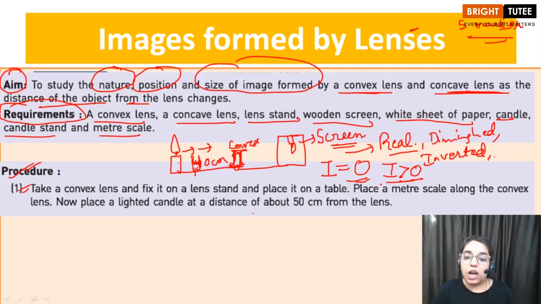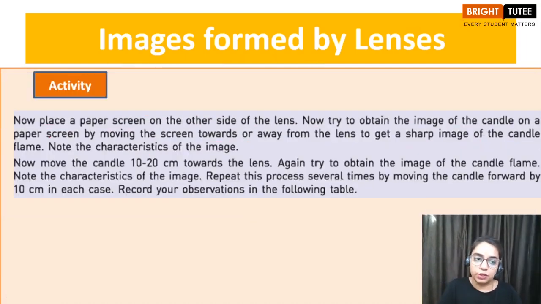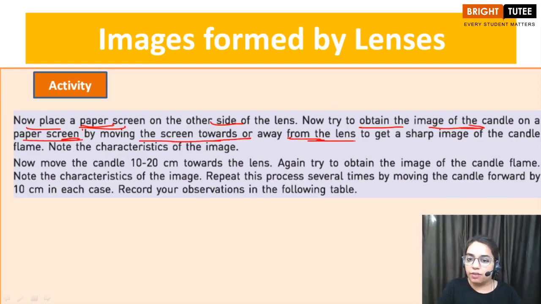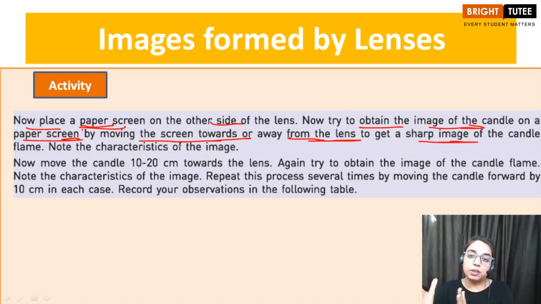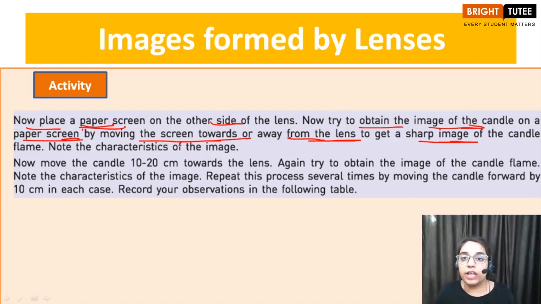Now let us see how we are going to present this answer in examination. What you are going to write? You will write, now place a paper screen on the other side of the lens and try to obtain the image of the candle on a paper screen by moving the screen towards or away from the lens to get the sharp image of the candle. So children, we would have to move this screen, adjust it such that we obtain the clear and sharp image.